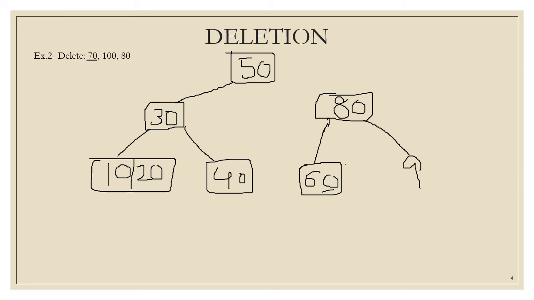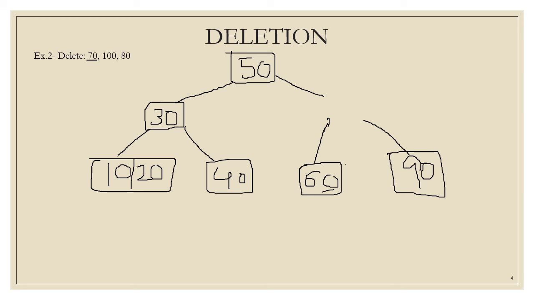90. Now the tree is completely fine. Next, it says to delete 80. Now, if we delete 80, we cannot join the 60 and 90 with 50, because then there will be a violation and all the leaf nodes will not be at the same depth.